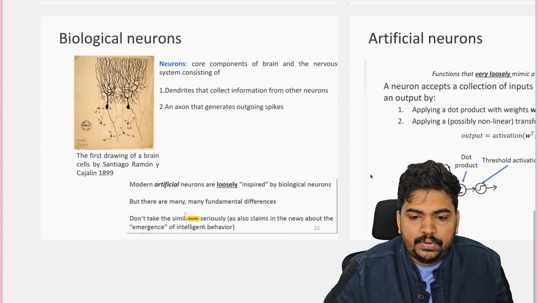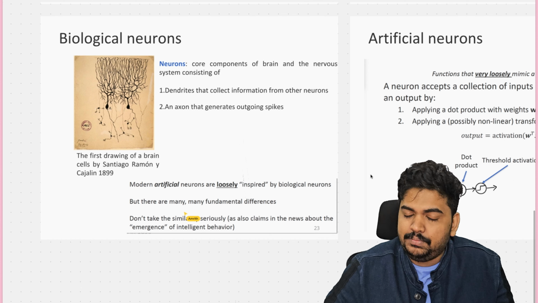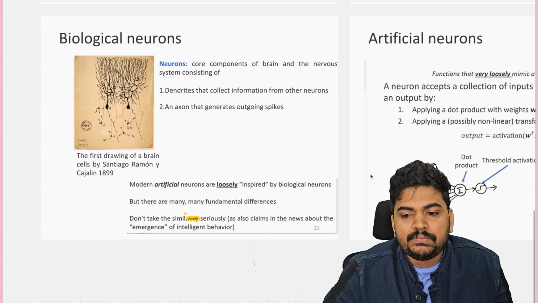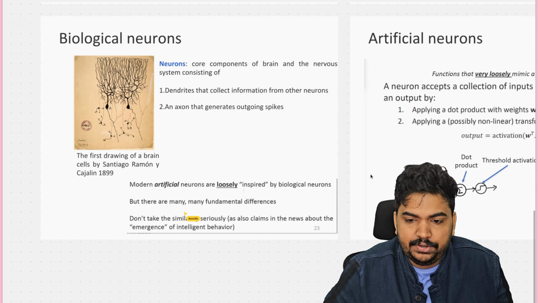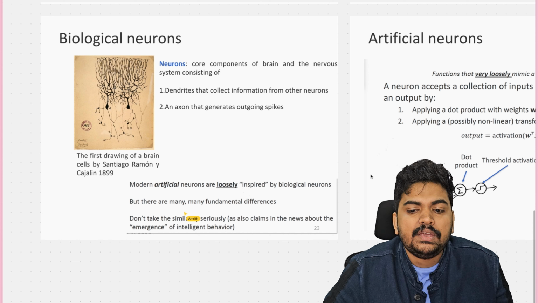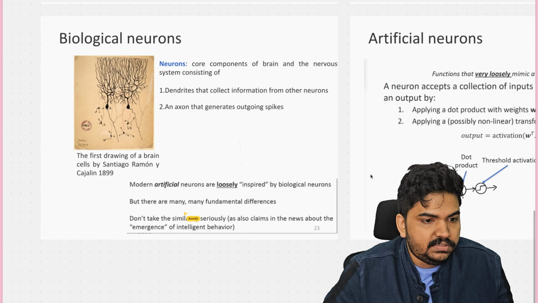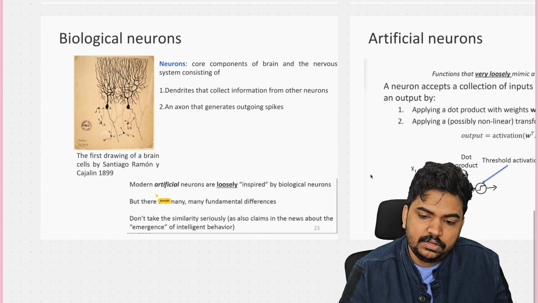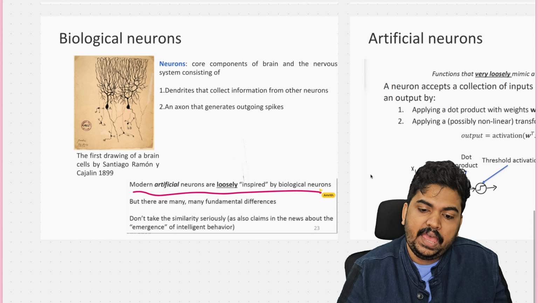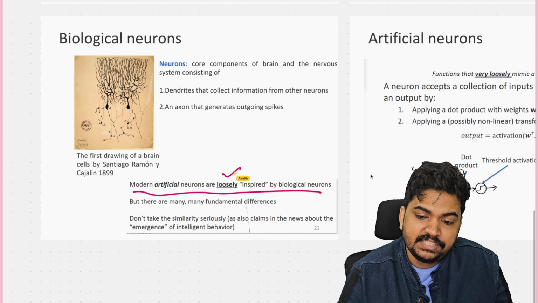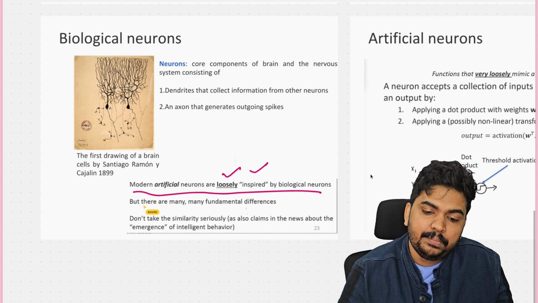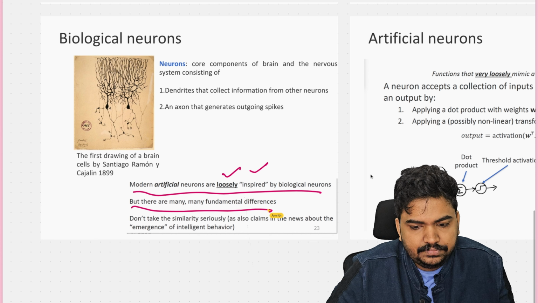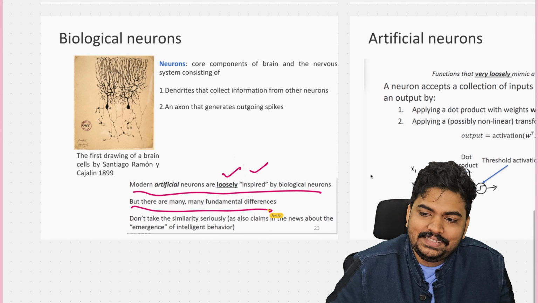So I assume you have heard of neurons, both biological and artificial ones. Biological neurons are core components of the brain and the nervous system, consisting of dendrites that collect information from other neurons, and an axon that generates outgoing spikes. Now, what you have to keep in mind is that modern artificial neurons are loosely inspired by biological neurons, and the emphasis is that it's both loosely and just inspired. There are many fundamental differences. So don't take the similarity seriously.